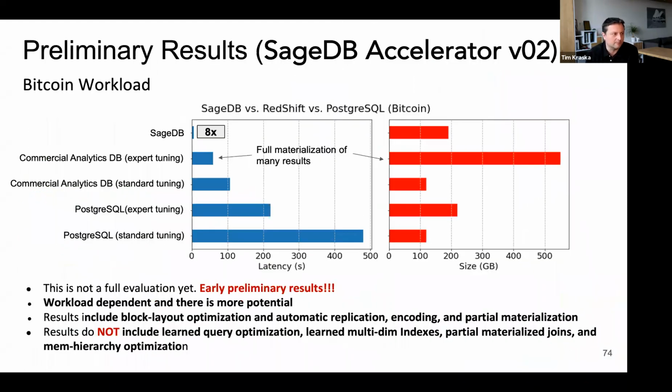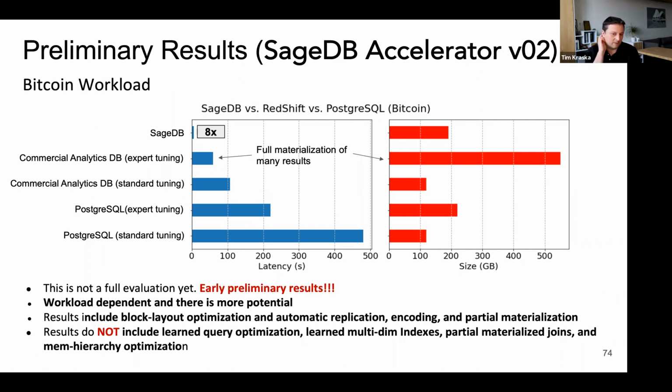This is a workload called Bitcoin, and it shows how SageDB performs against Postgres, standard tuned and expert tuned, as well as a commercial database system, also standard tuned and expert tuned. Standard tuning means you do what's generally recommended. Expert tuning, you really look at every single query and try to figure out if you can create materialized results and other things on top of it. As you can see, if you do the expert tuning, the storage consumption on the right plot in red goes way up because you materialize a whole bunch of results up front. The blue lines show you the latency.